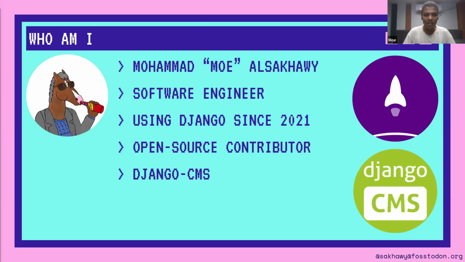So my name is Mohammad Alsakhawy. I usually go by Mo. I also like to use my fan art of BoJack Horseman as a profile picture. I'm a software engineer and a recent computer science graduate. I've been using Django since 2021, and I've been an open source contributor since the start of this year, thanks to this amazing Djangonaut space program. My contributions have largely been to Django CMS, Django's content management system.